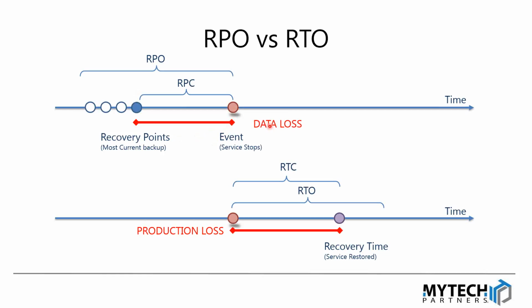Sometimes this line can actually extend further past the event. It depends on what sort of data we're talking about. As an example, if we're just talking about transactions inside of a database, once the database is offline, we can assume that we wouldn't be able to change it after the event occurred, so there'd be no potential for further data loss.